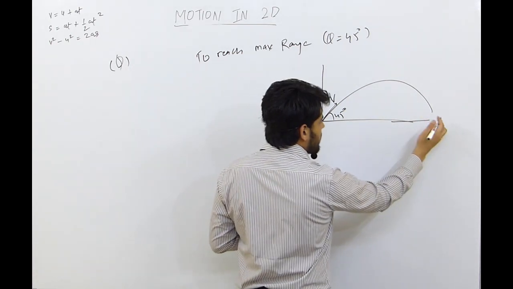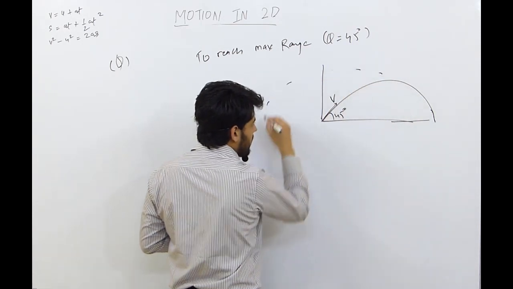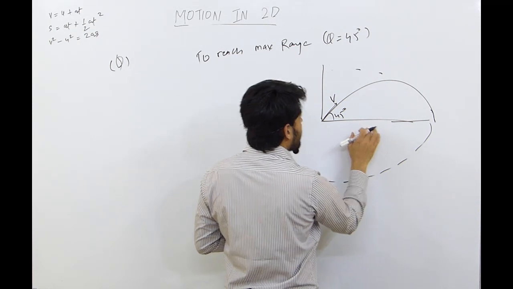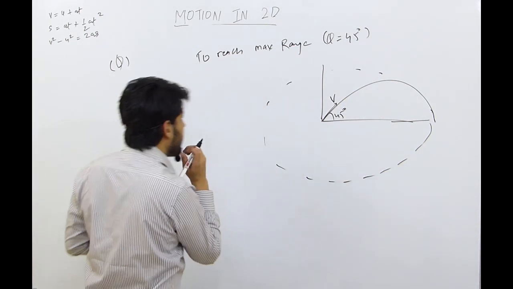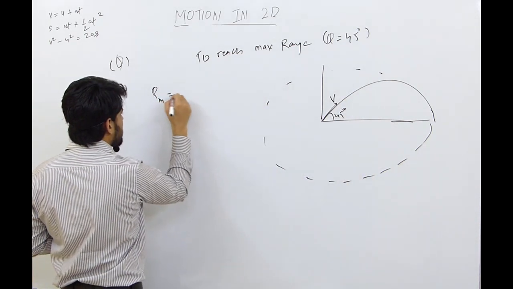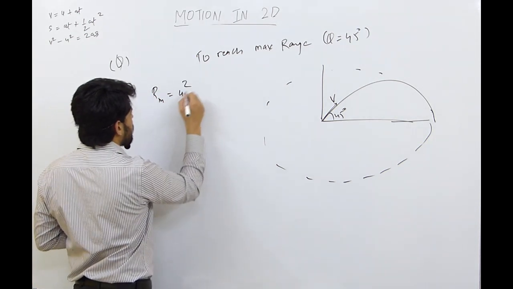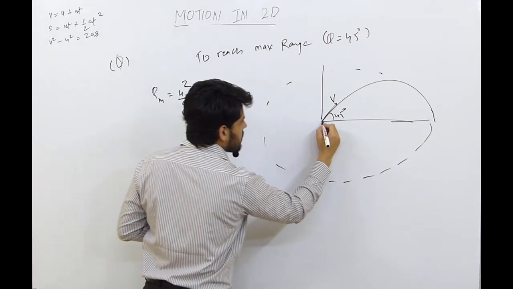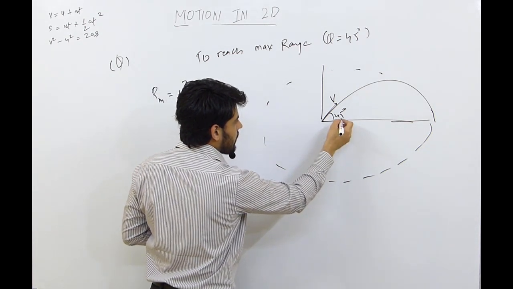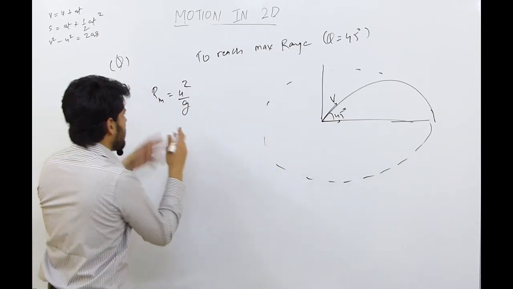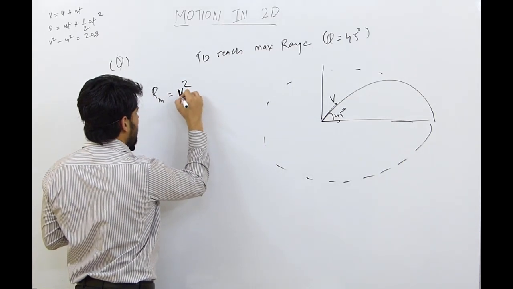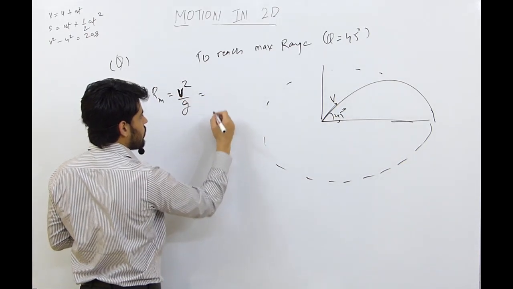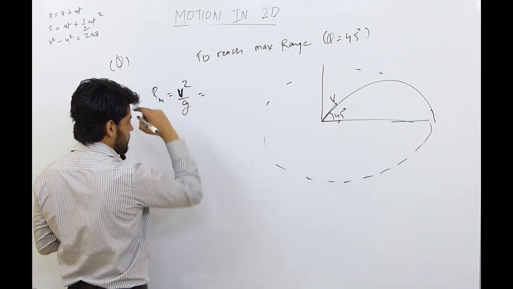So we will consider this as the radius. The area covered will be like this. So this range will be the radius for the circular path. So R max is u square by g, and u is given as v, so v square by g. Since u we have taken as v, v square equals g R maximum.